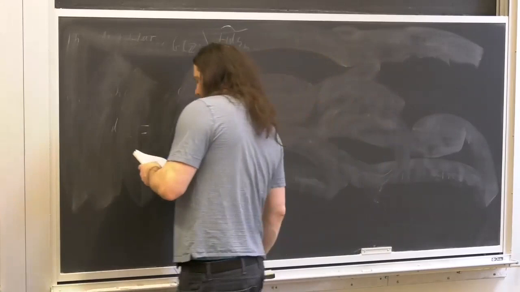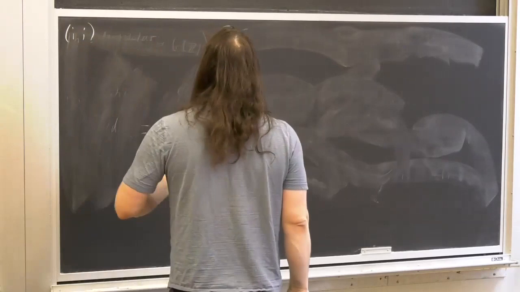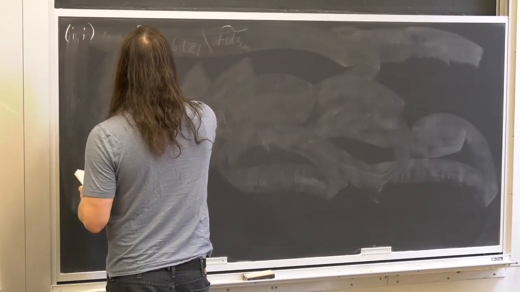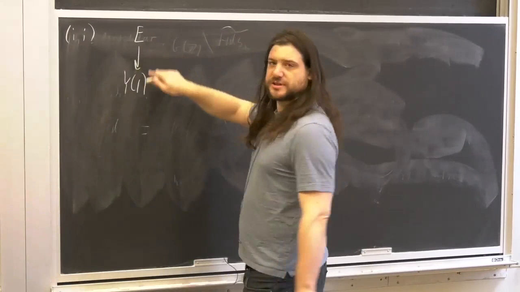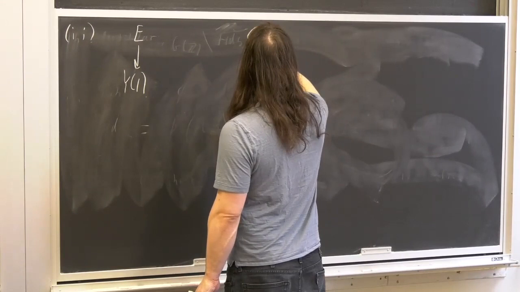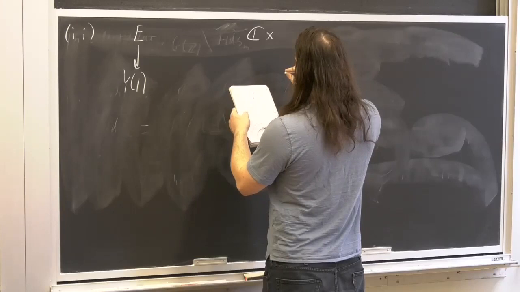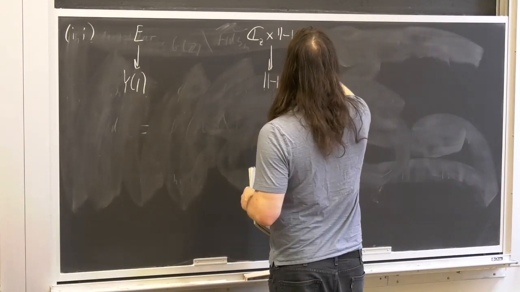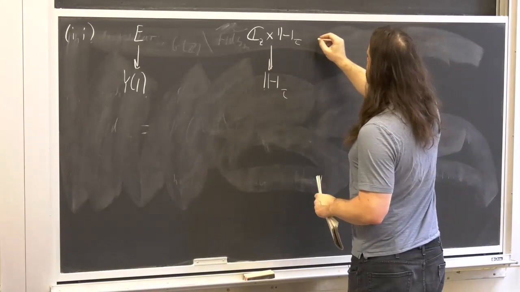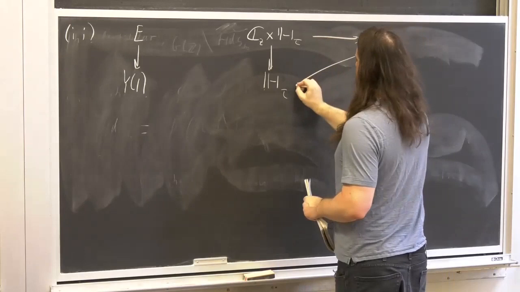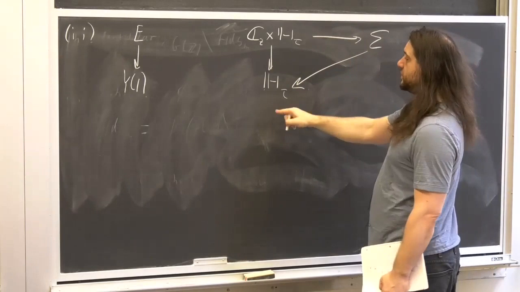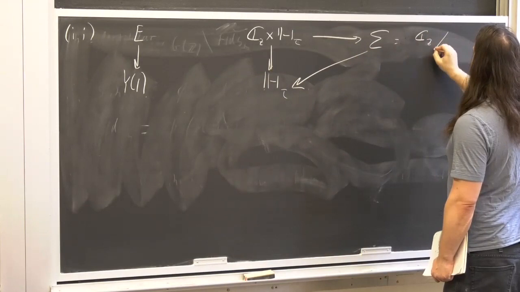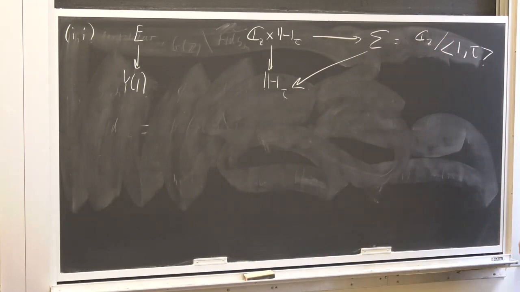And the second example that I want to give is this family of elliptic curves. Let's consider the universal elliptic curve over Y(1). How do we do this? We can look at C cross H, over the full upper half plane, with coordinates z and tau. Then we can map to the universal elliptic curve over the upper half plane, which is C_z mod (1, tau) at every point. As tau varies, you get a family of elliptic curves over the upper half plane.